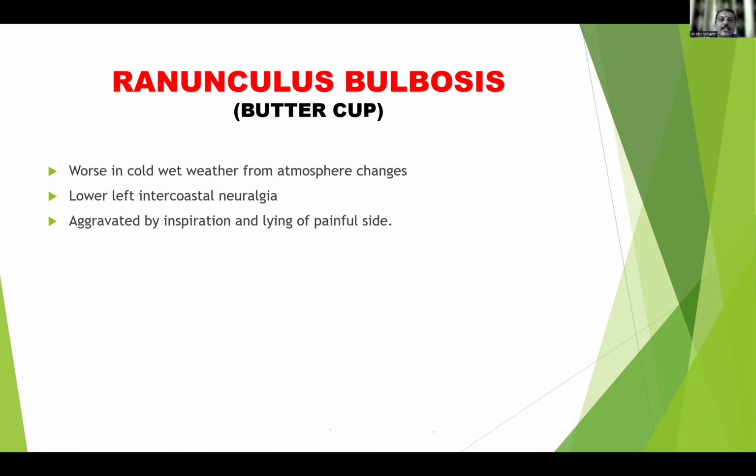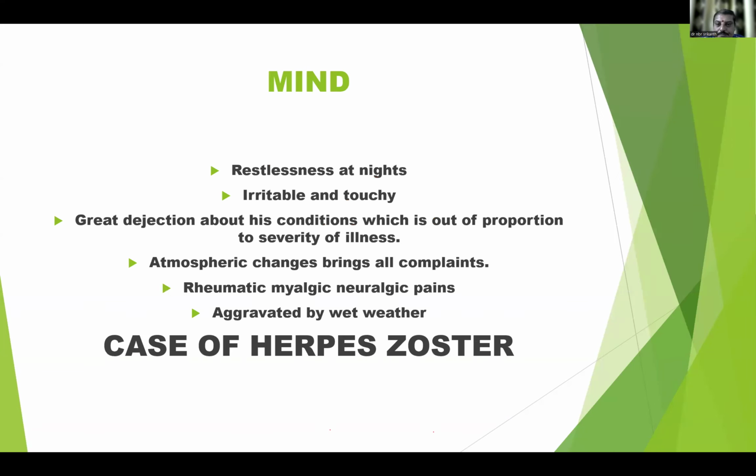So Ranunculus bulbosus, the buttercup, the common name, worse in cold, wet weather, from atmospheric changes. Lower left intercostal neuralgia. The aggravation by inspiration and lying on the painful side. Mind: restlessness at night, irritable and touchy, great dejection about things, aggravated in summer.